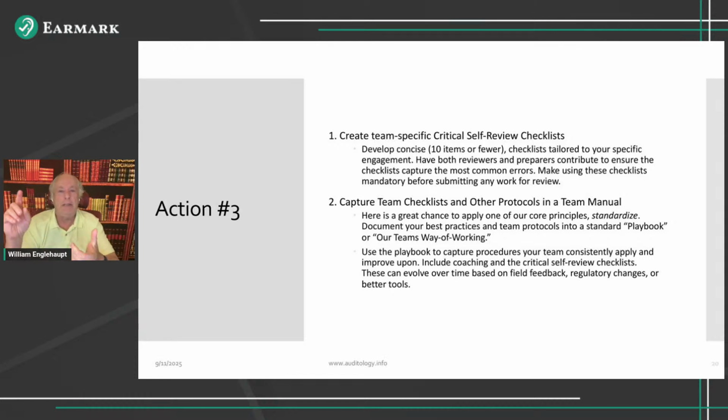And that could include things like how you're going to do coaching. It could include the critical self-review checklist. It could include some basic client information, where to go, what the hours of the engagement are, when the meetings are, who the key players are. You can go on and on. And again, a lot of you probably have these, but the goal here is get them consolidated in one place.